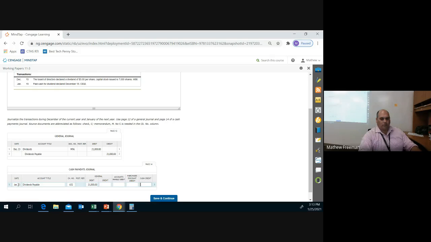And now we're going to credit the 21,000 because the debit is going to offset the credit that we did initially in the general journal and the cash we're paying out. So we're crediting that because we're losing cash.